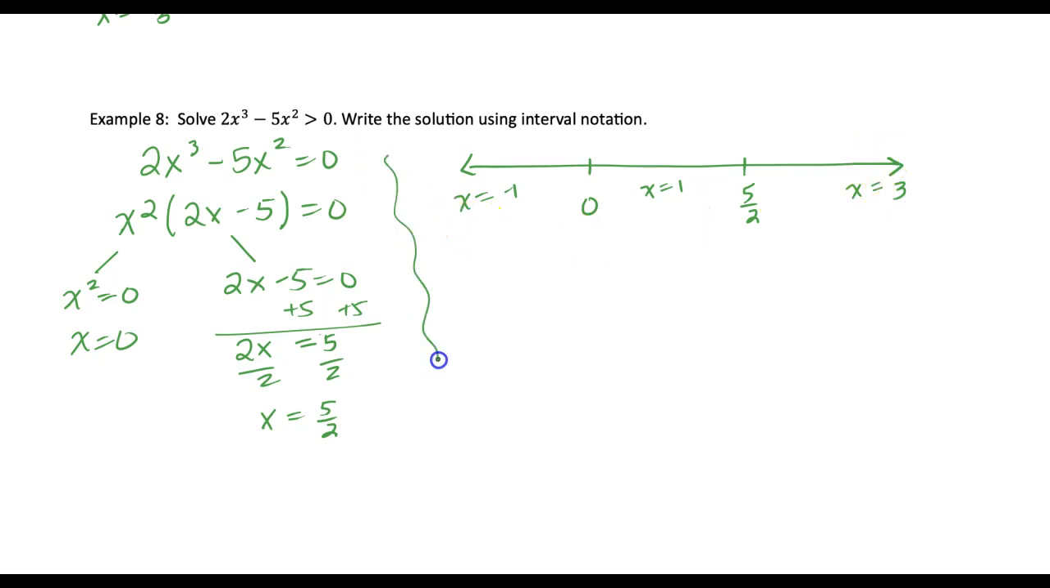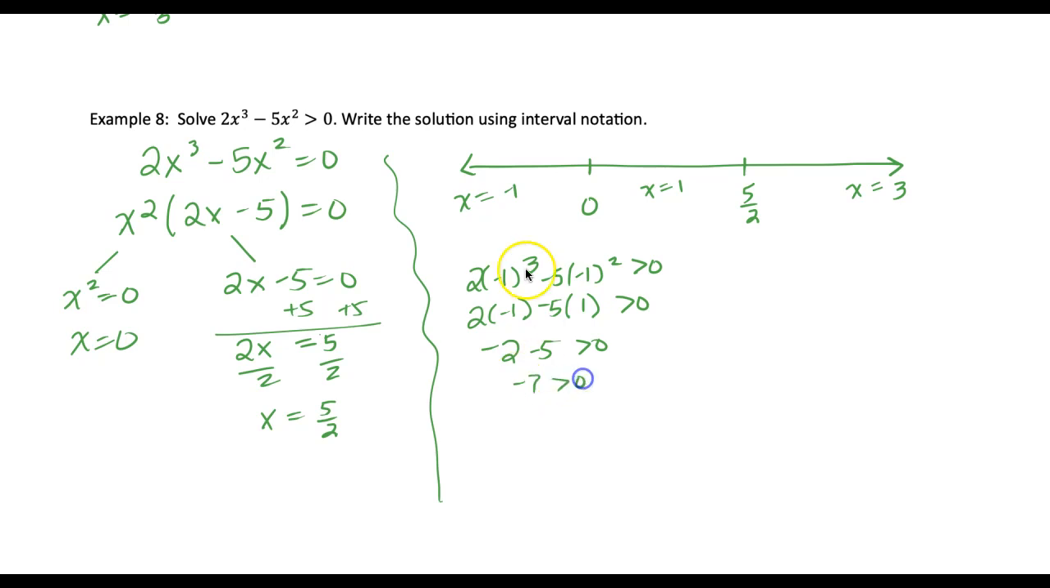So checking with -1, I have 2 times -1 cubed minus 5 times -1 squared. Is that bigger than 0? So I get 2 times -1, and -5 times -1 makes +5. Excuse me, let me go back a second. I didn't see that square initially. Minus 5 times -1 squared is 1. And so -2 minus 5, is that bigger than 0? -7 is not bigger than 0, so that's a no in that section.